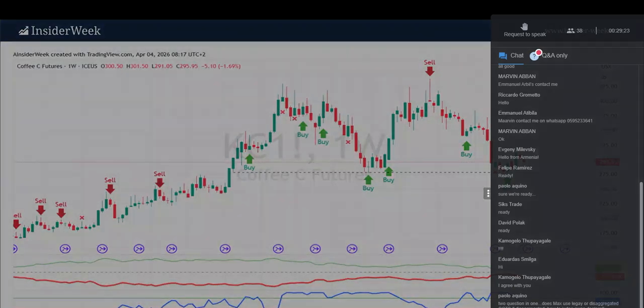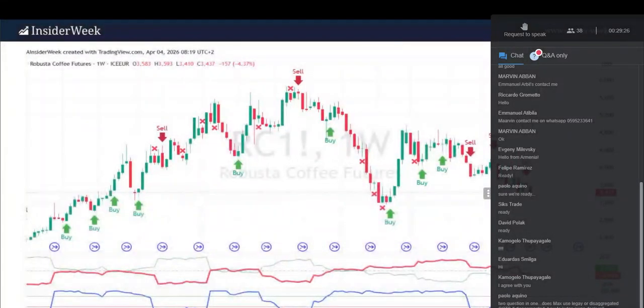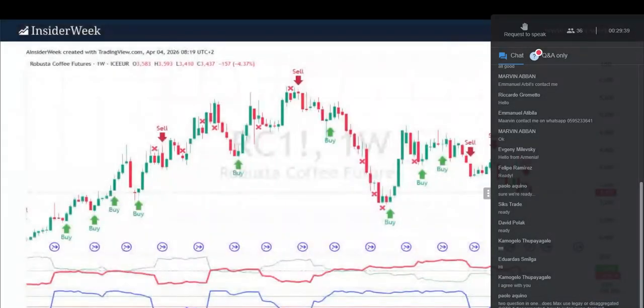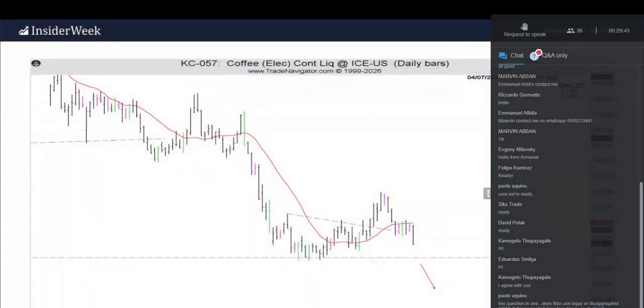But if you have a look at Robusta coffee futures, you can see here a downtrend in this market and sell signals. Therefore, I don't want to trade coffee long because I see that Robusta coffee is very, very weak. So therefore, for me, this market is not a long market. This market is a short market. I have here my support level, and if I see here a breakout under the support level and I have a COT sell signal, I will trade this market short.